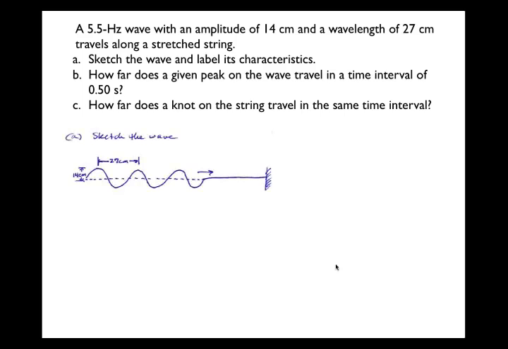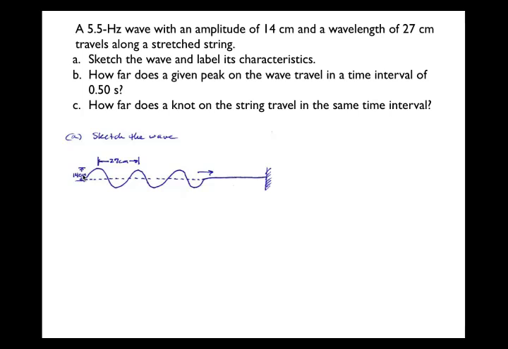Here's my little sketch of a wave. If I tie my string to the wall and then I'm over here shaking it up and down, I'll make this series of wave pulses that travels toward the wall. The wavelength could be labeled on here. It would be the peak to peak distance, 27 centimeters. The amplitude could be labeled as well, the equilibrium to peak distance, which is 14 centimeters.